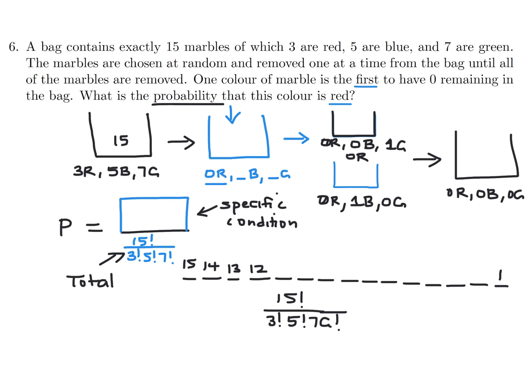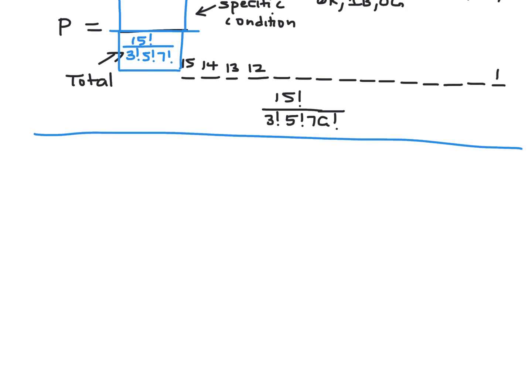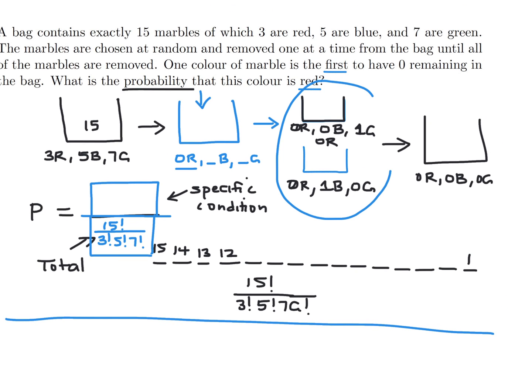Now the numerator is a little more complicated. The numerator, which is our specific condition, is what we need to figure out next, and then we'll come back and put it in the numerator. Our specific condition is that we want the first to have 0 remaining to be red. That's what these are. Both of these scenarios have 0 red as the first, and they still have either 1 green or 1 blue.